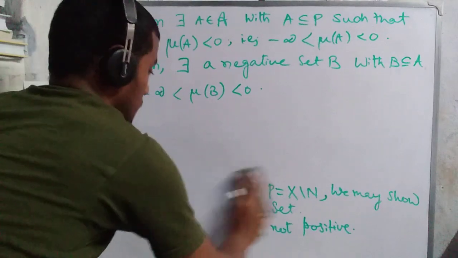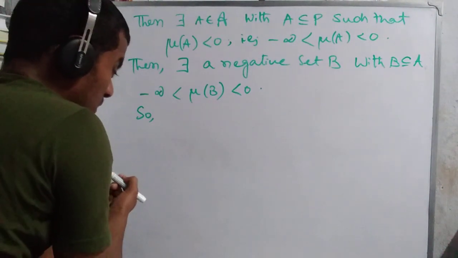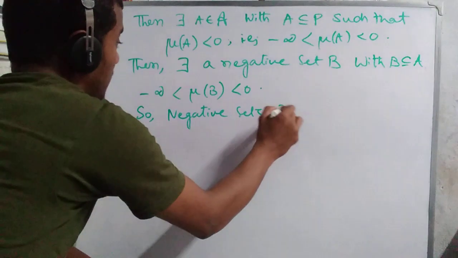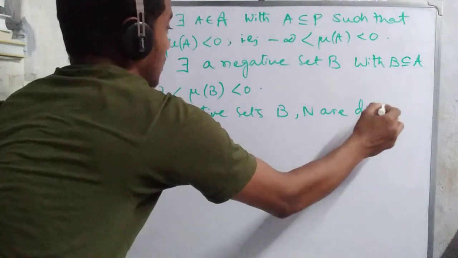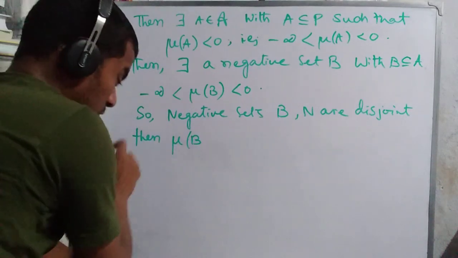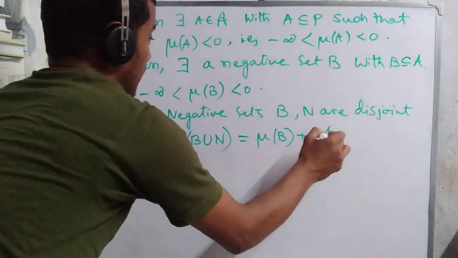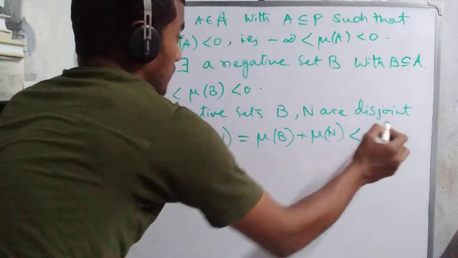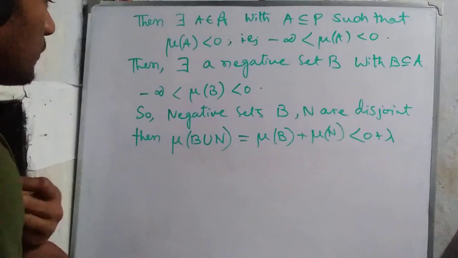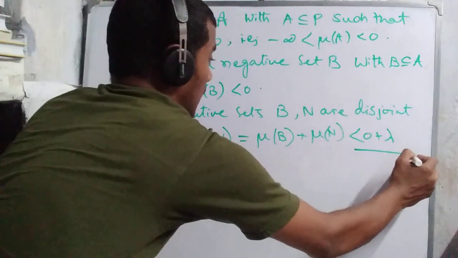So we erase this lower portion and go on to further discussion. The negative sets B and N are disjoint. Then mu of B union N equals mu B plus mu N, which is less than lambda, since mu N equals lambda and mu B is less than 0. We mark this as star.